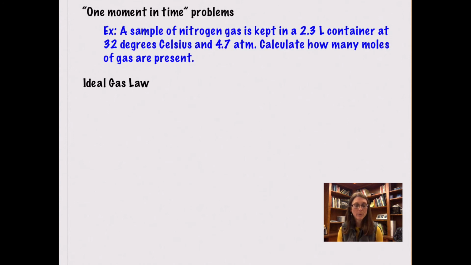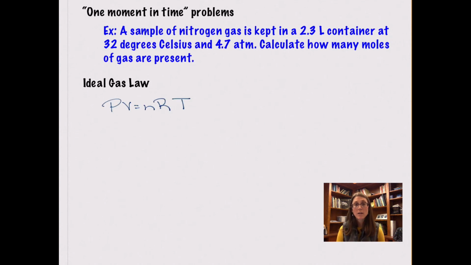The second type of gas law problem that you're going to see is what I call a one moment in time problem. And for these, we'll use the ideal gas law to solve. So an example is, say, nitrogen gas. It's in a 2.3 liter container. You've got 32 degrees Celsius for your temperature, 4.7 atmospheres. How many particles?